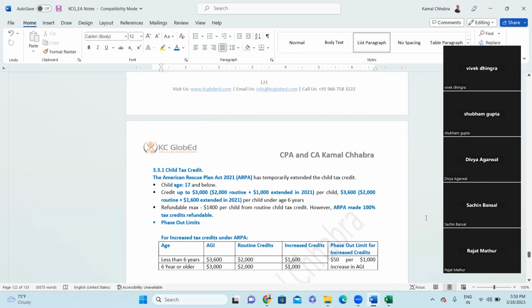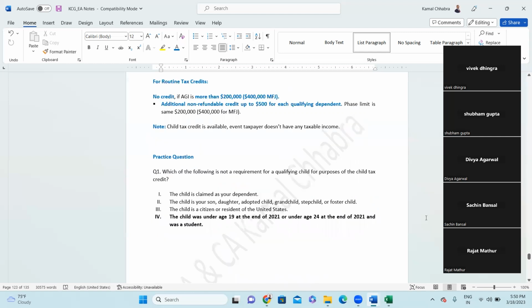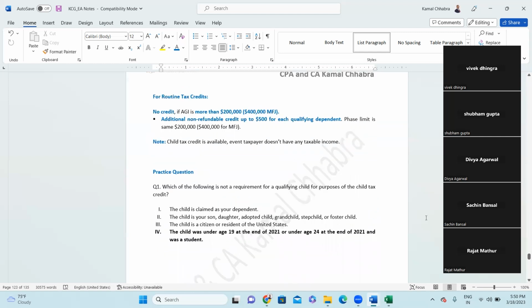Oh, sorry. For a qualifying child, yeah, age is 19. What else you said, Shubham? Sir, age should be 19, or if age is 24 then he must be a student, or if there is any disability then it can be any age. So the missing piece is disability here.